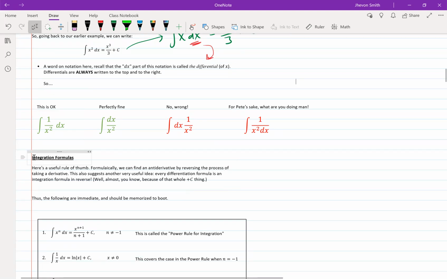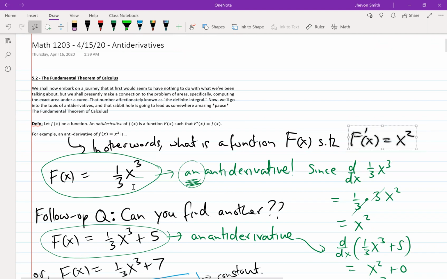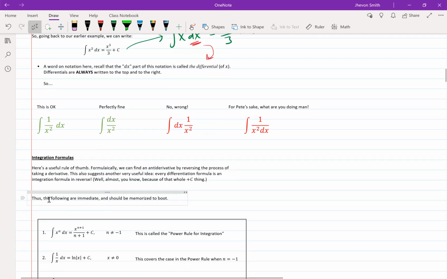Now, let's talk about some integration formulas. Rules of thumb. For those of you who couldn't see what the answer would have been, how can you come up with strategies or formulas to find some antiderivatives, at least in some basic cases? That's what I want to talk about now. The following are immediate based on the ideas that I mentioned here. So formulaically, one way you want to find an antiderivative is to reverse the process of a derivative, right? You want to find something that if you were to differentiate, you would get the thing that you're looking at.